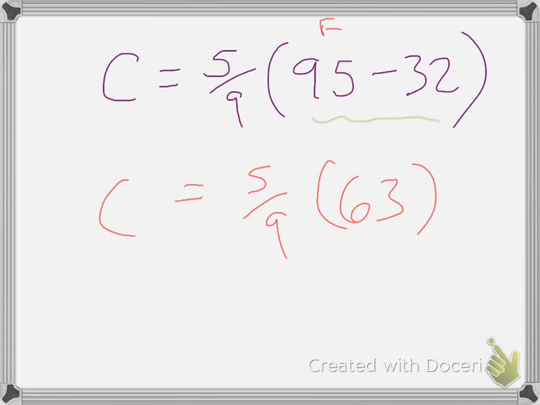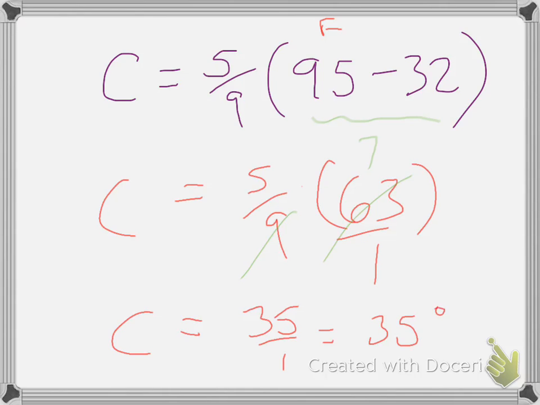So 5/9 times 63, put it over 1. Does anything cancel? You betcha. The 9 goes into 63 7 times. So then what you get is C is equal to 35 over 1, which is just 35, and that's degrees Celsius. And there you have it. Not too bad.